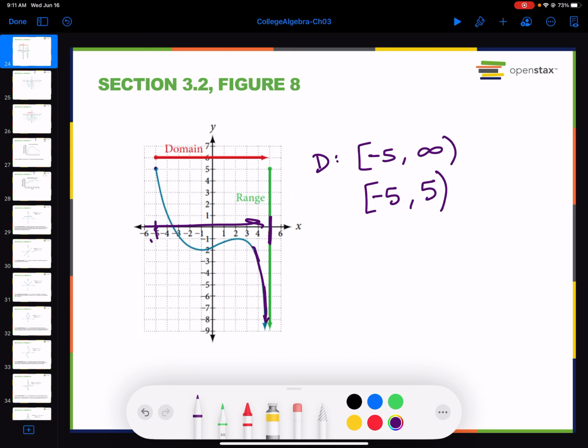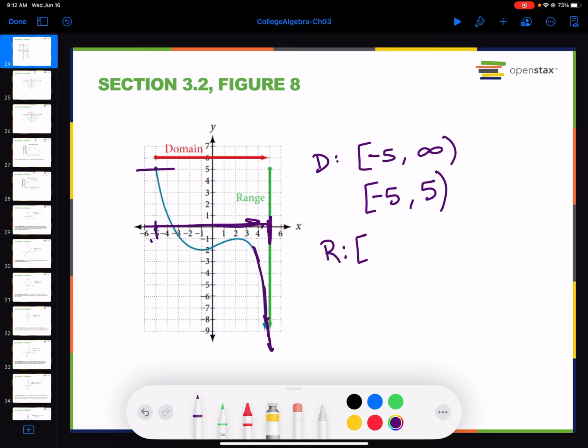If you can't see that, hopefully it'll start to make more sense as we get more and more into functions with asymptotes. But that's what it looks like to me, that this is actually never going to reach 5. It's just going to get closer and closer to 5 as you go towards infinity. So then let's talk about the range. So our range ends here at the upper 5, at y equals 5.